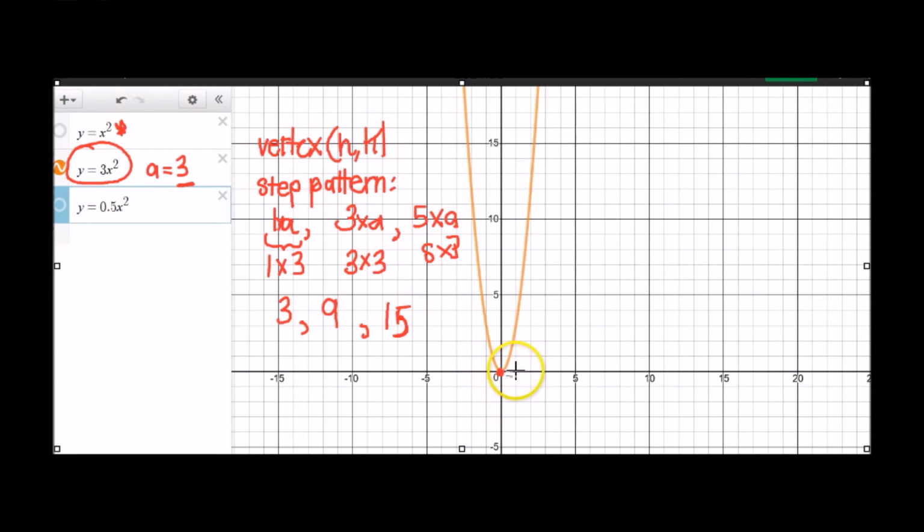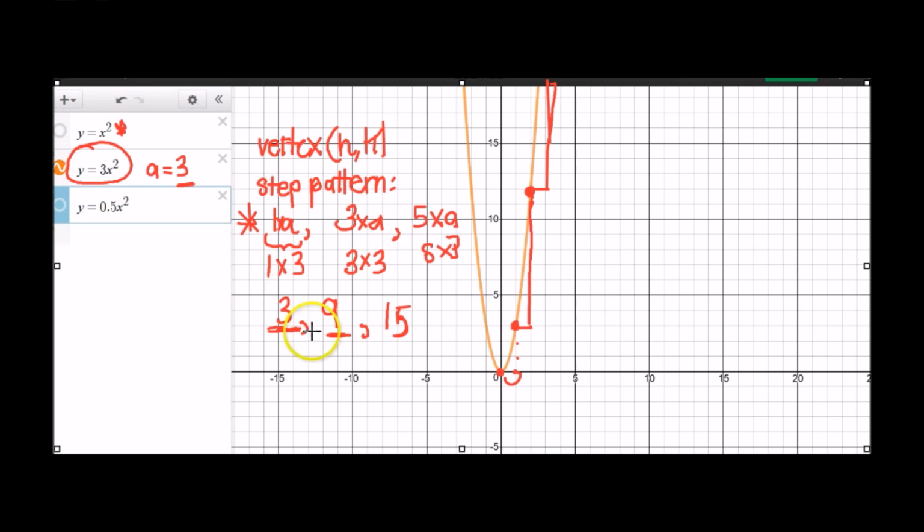So instead of going over 1, up 1, I'm going to go over 1, up 3. So I'm going to go over 1 here, and up 3: 1, 2, 3. There's my first point. And then I'm going to go over another 1 and up 9: 1, 2, 3, 4, 5, 6, 7, 8, 9. And there we go. So that's our next step pattern. And then I'd go over another 1 and then up 15 to get my next point. So you can see the step pattern is affected by my a value.